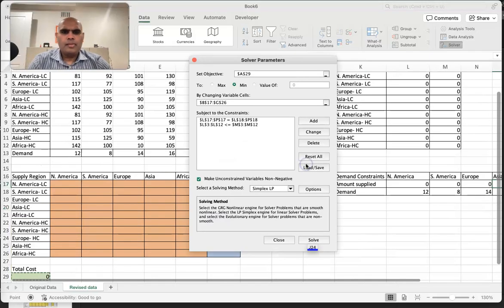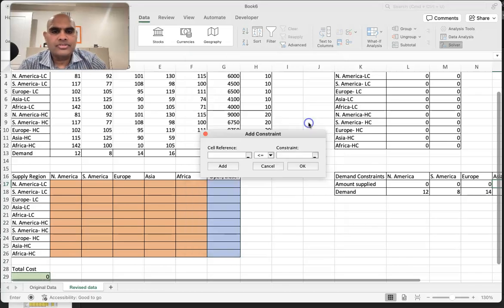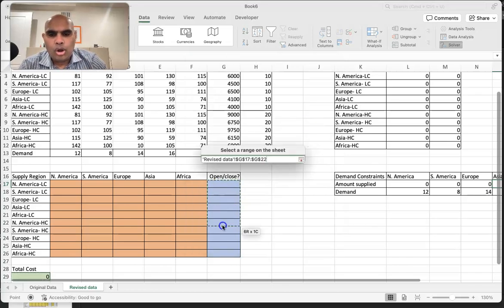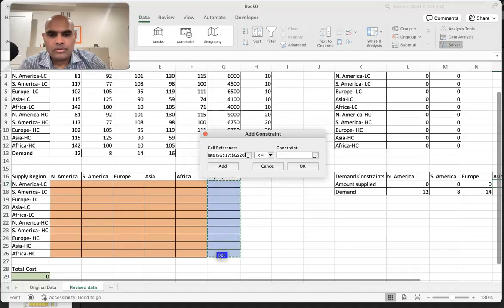And click OK. Now there's one more constraint to add, which is the binary constraint. So this is where I'm going to add a constraint. Then I'm going to say that all of these numbers here are, you see, int, bin, and dif. So int means integers, they have to be whole numbers.